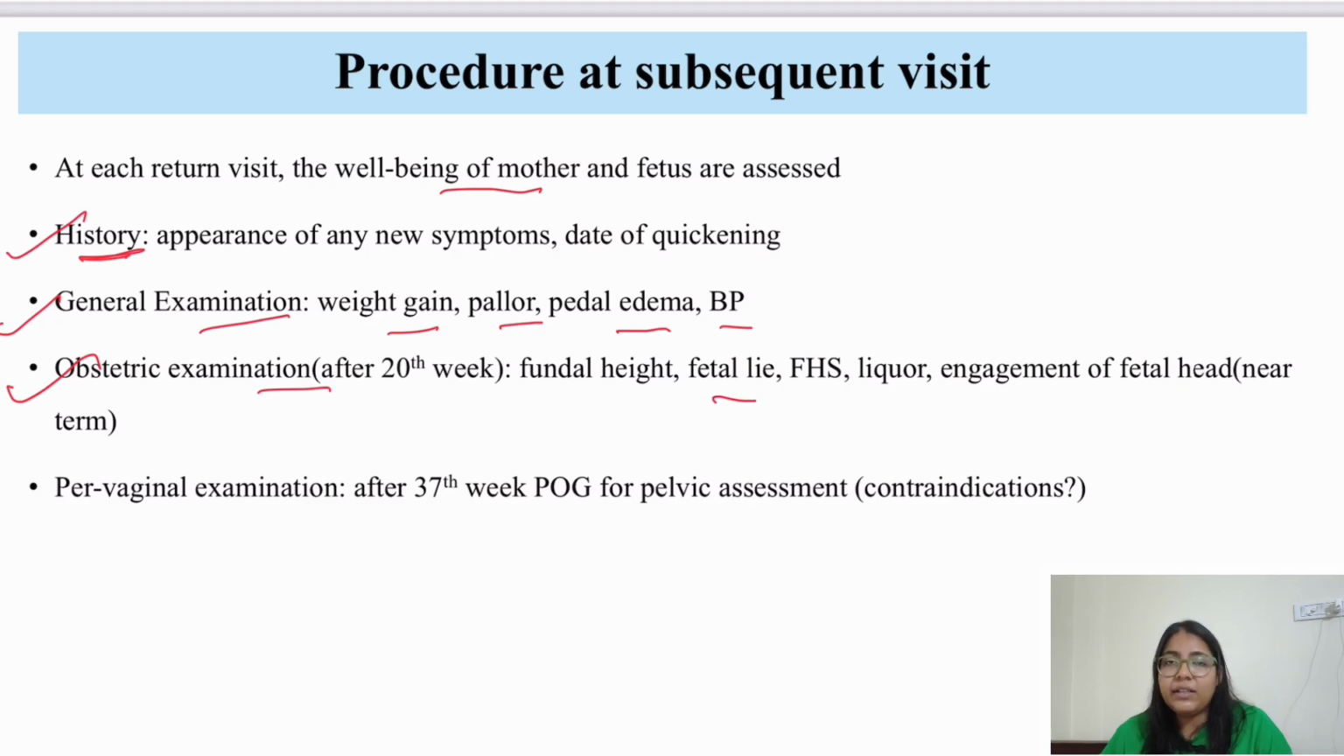Then as the pregnancy grows, you look for fetal lie, presentation, how the liquor appears, then engagement of the fetal head, and so on. And by 37 weeks you do a pelvic examination. From this we know if we can allow the patient a vaginal delivery, if the pelvis is appropriate for vaginal delivery for that patient. And what is the indication when we don't do a PV examination? As we all know, placenta previa.